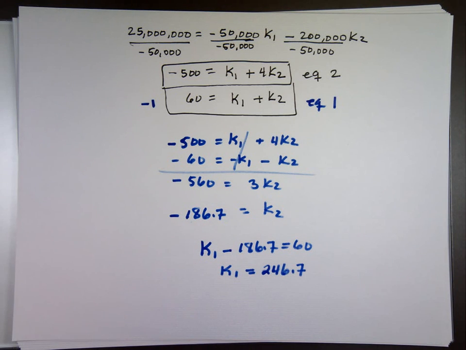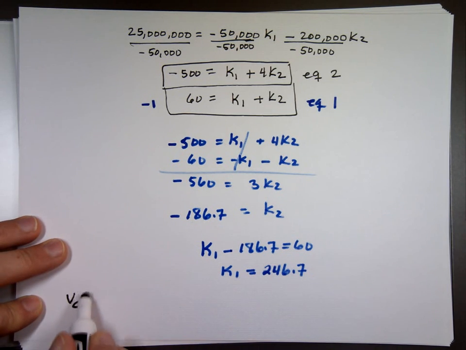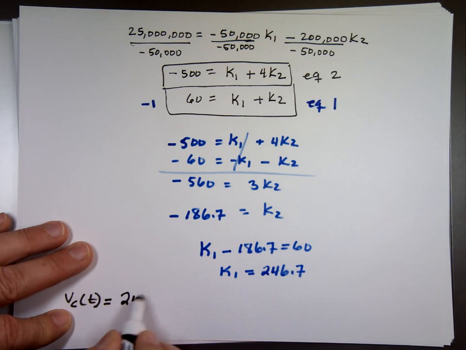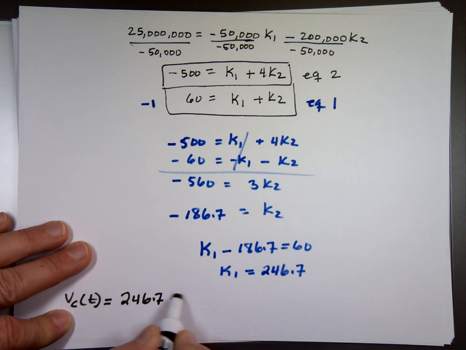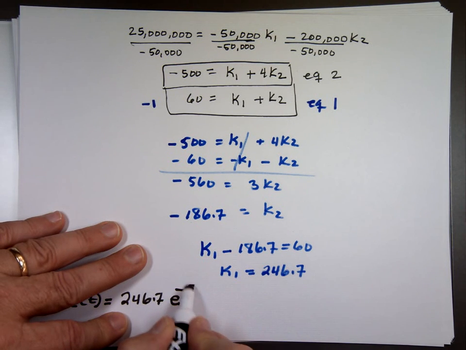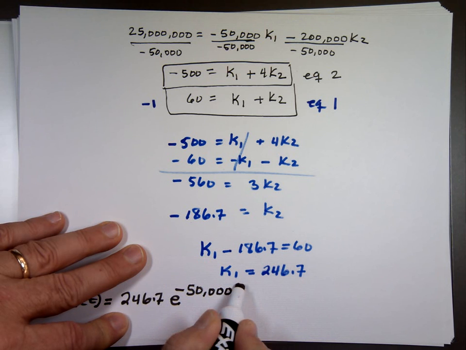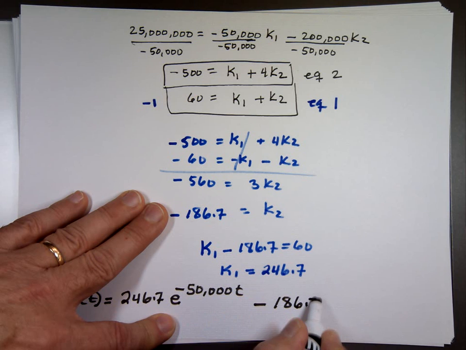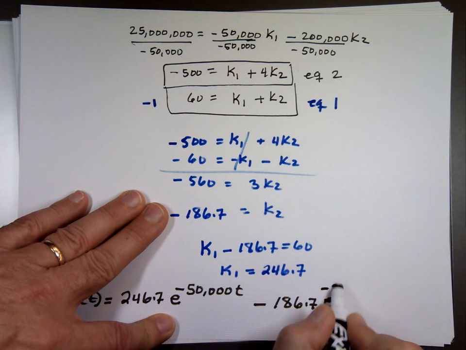And finally, I get the answer. What is the voltage across the capacitor at any given time for t greater than 0? Here we go. VC as a function of time for t greater than 0 is 246.7 e to the power of negative 50,000 t minus 186.7 e to the power of negative 200,000 t.